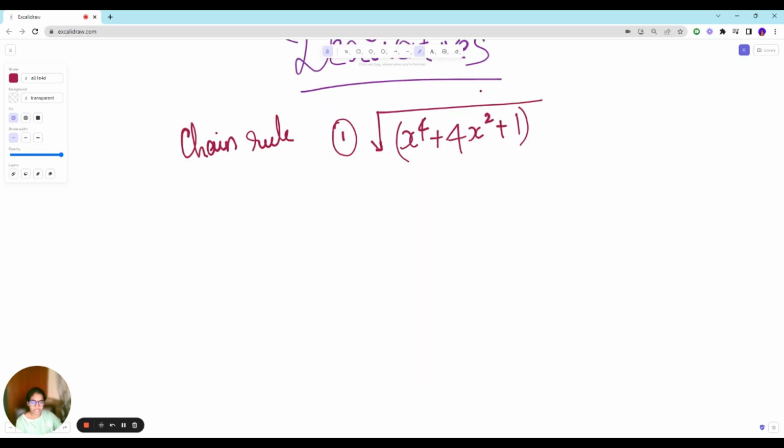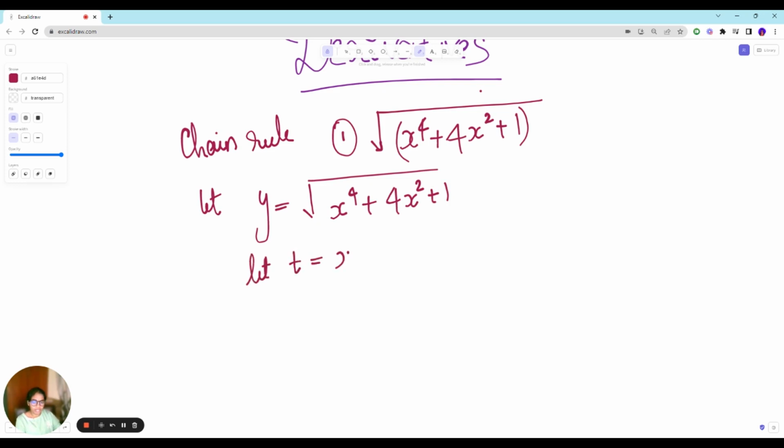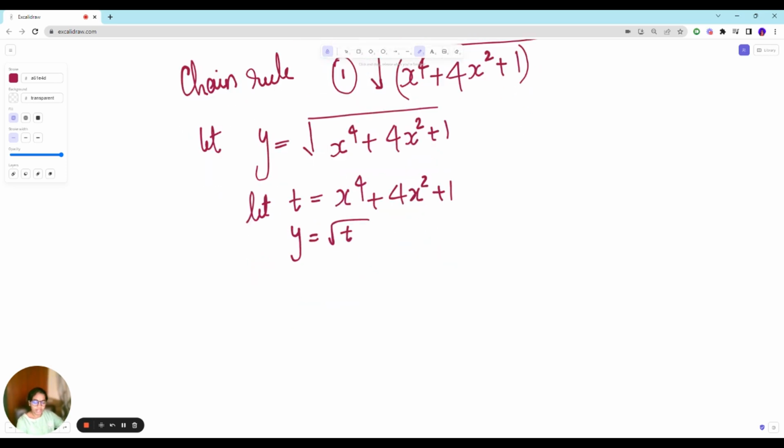First of all, I'll say let y is equal to the given question. Let y is equal to square root of x to the power 4 plus 4x square plus 1. Now I'm saying let t is equal to x to the power 4 plus 4x square plus 1. Then what happens to our given question? It becomes y is equal to square root of t. Correct? Now, I can find derivative of t. I can also find derivative of y.